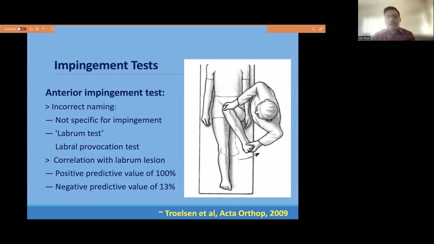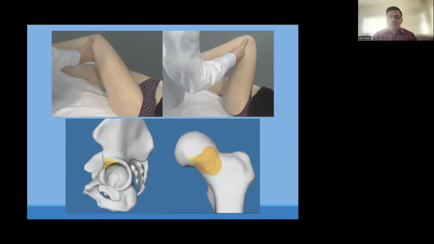So this test is actually a little bit of a misnomer. It is not actually checking for impingement, but it is more of a labral provocation test. Anything that irritates the labrum in this position, your patient will wince with pain. A lot of studies have correlated labral lesions with this test, and it has a positive predictive value of 100% and a negative predictive value of 13%. But it is a very good clinical test to pick up FAI. So this is how we do it.